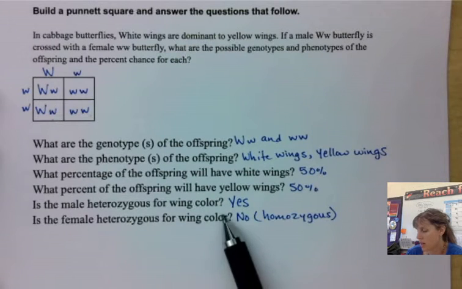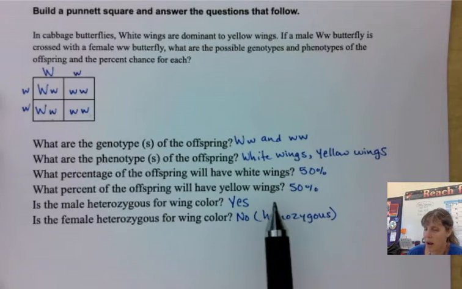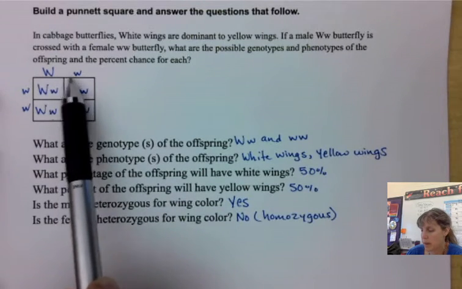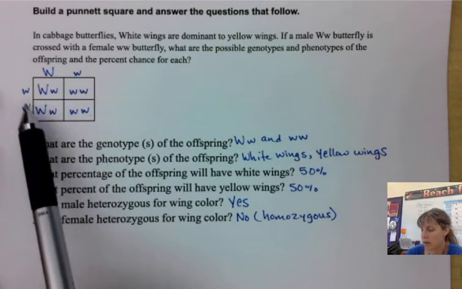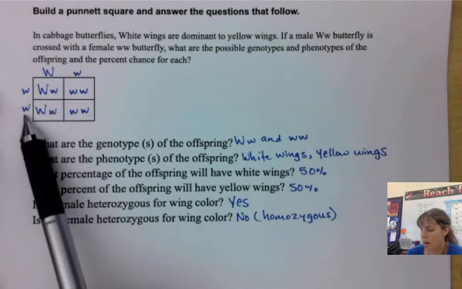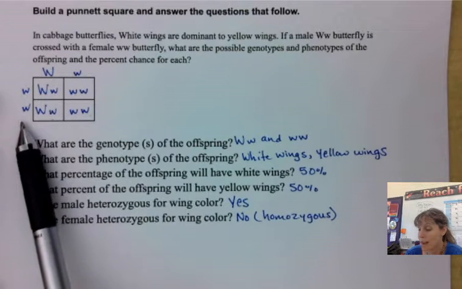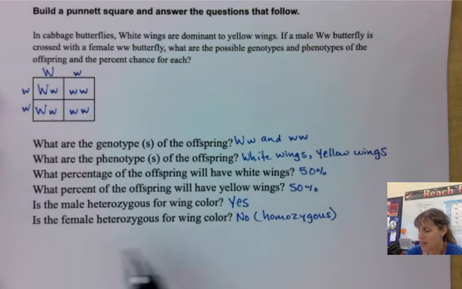Is the male heterozygous for wing color? The answer is yes. Remember, heterozygous means that these are not identical, okay? These are identical, so they're homozygous. Sorry, homozygous. Good thing I can talk. Homozygous. So the female is not heterozygous. The female is homozygous. All right.